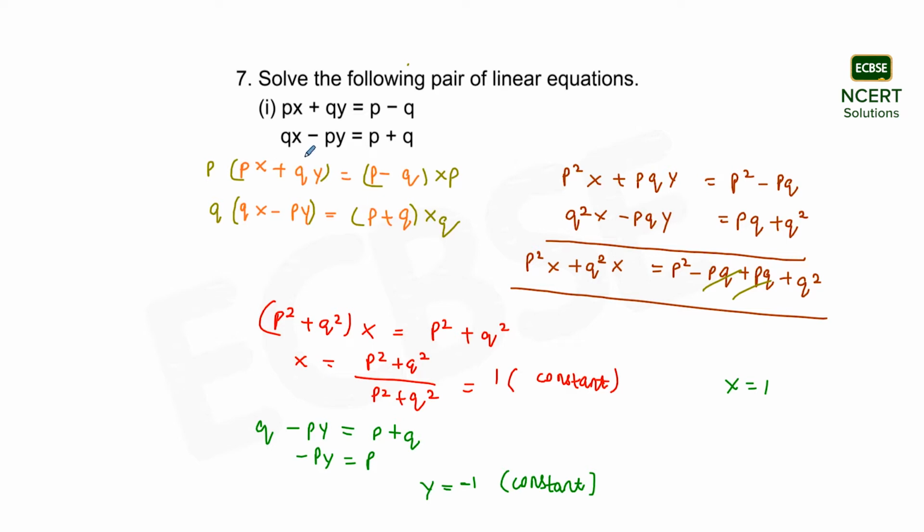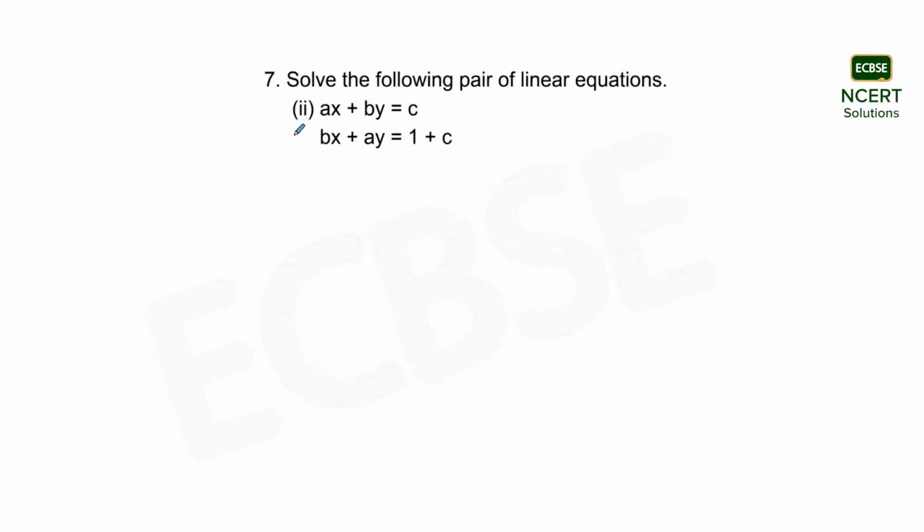So this was about the first part of the 7th question. Now coming to the second part of question 7, the two equations being provided are ax plus by is equal to c, and the second equation is bx plus ay is equal to 1 plus c. So these are the two linear equations being provided in the question. Let me solve this by using the elimination method again.